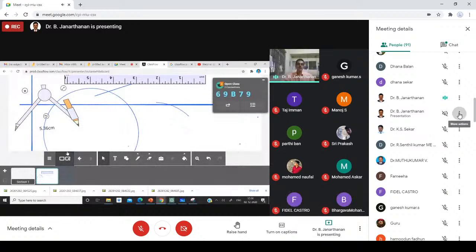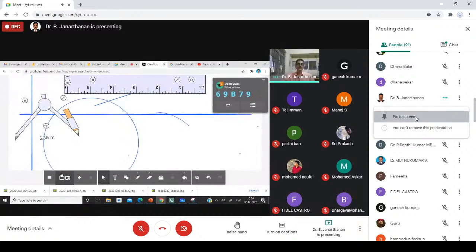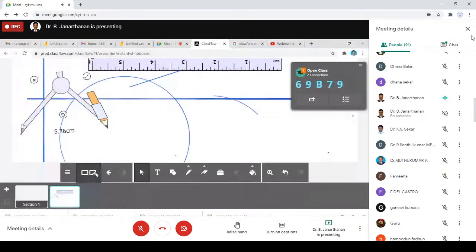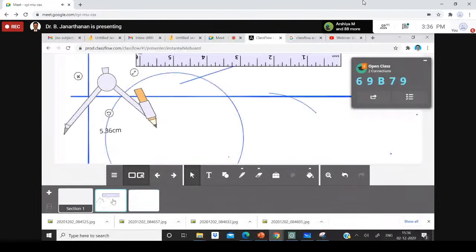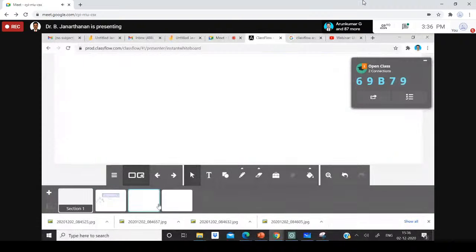Then you can also add more sheets by pressing this plus sign, and I have come to the next. You can still have the previous one with you, so you can refer to this previous slide, and then you can keep on adding all these slides. So this is about the whiteboard. You have lots of things here.